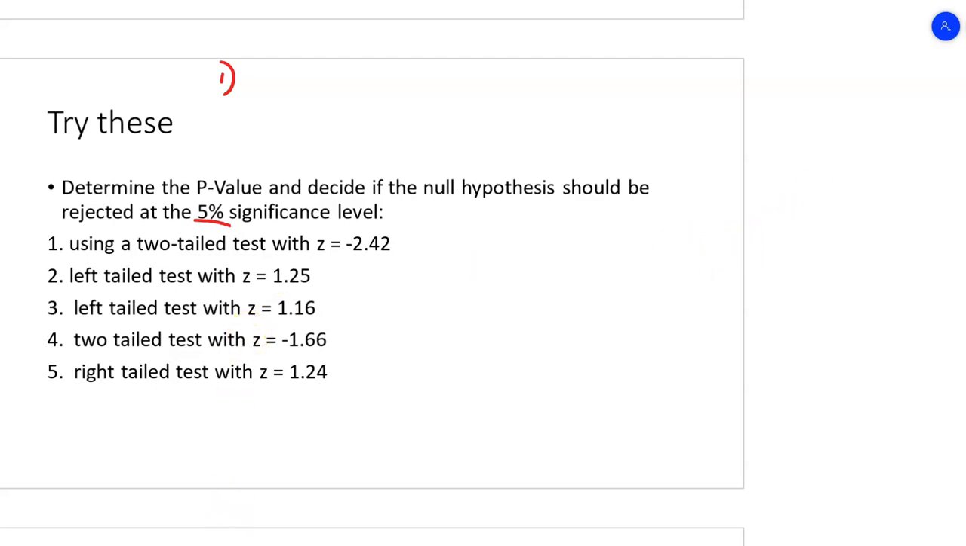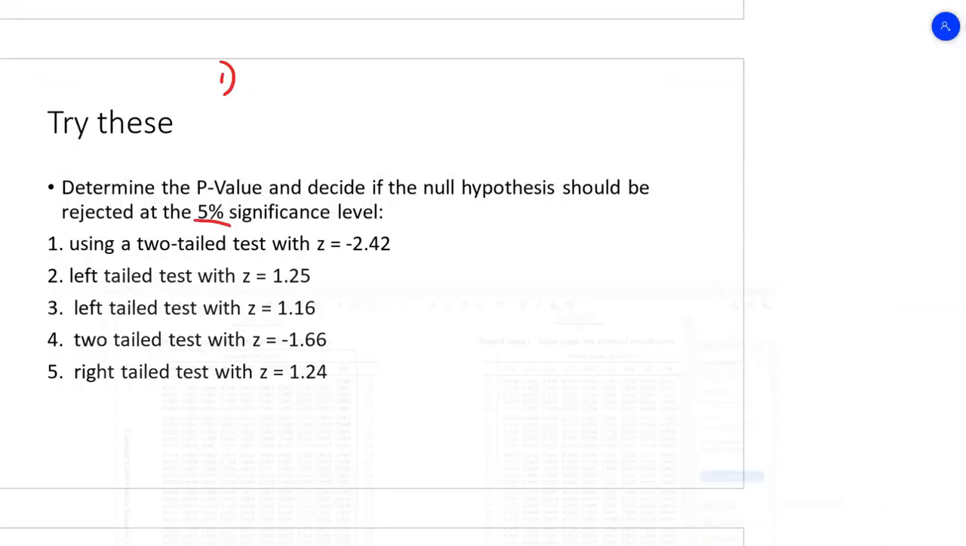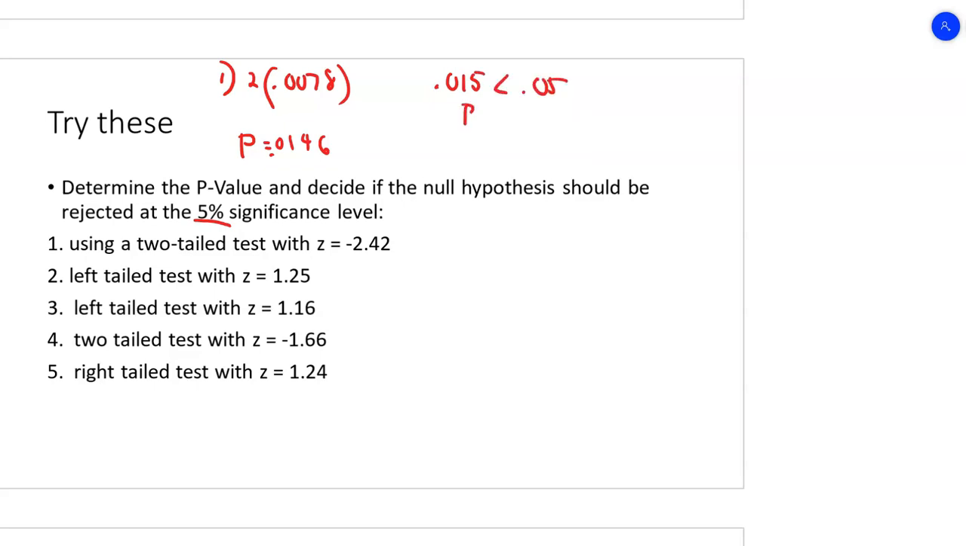So let's look to the left of negative 2.42. So negative 2.4, 0.02. So 0.0078 is what I get. But because it's a two-tailed test, we've got to double it. So that p is going to be 0.0146. Right? To 2 decimal places, 0.01. To 3 decimal places, 0.015. So my p is less than alpha. I can reject the null.